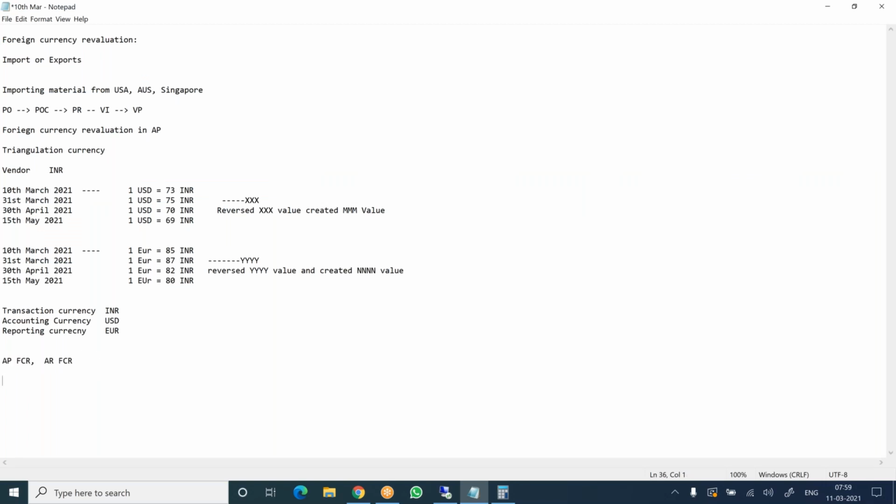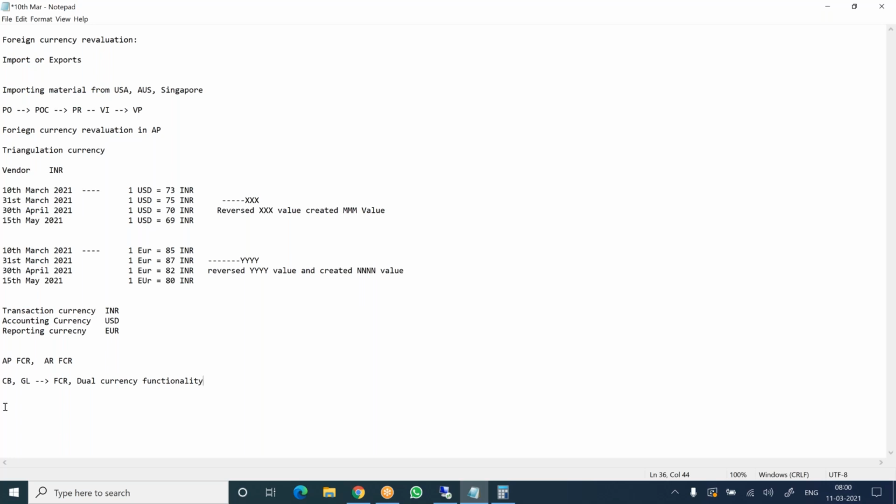Tomorrow I will discuss, in 15 minutes or half an hour, cash and bank and GL, and how foreign currency valuation works there. Now tomorrow I will also explain dual currency functionality. I don't remember whether I have explained it or not, but I will refresh it. This is most important. So cash and bank and GL foreign currency revaluation and dual currency functionality I will explain tomorrow.